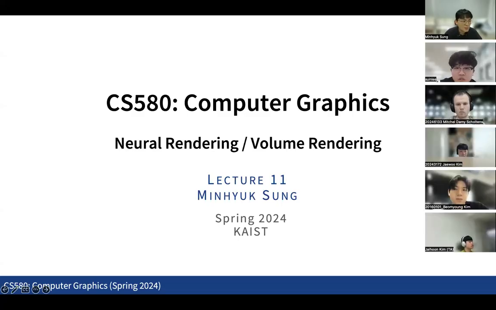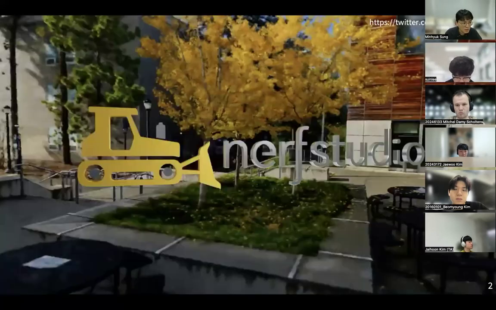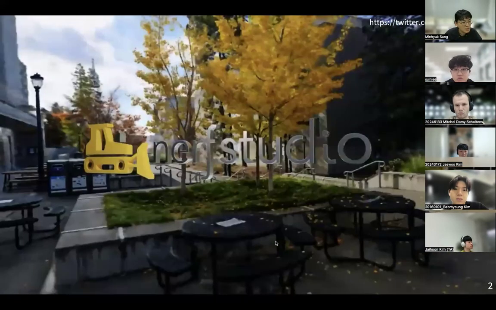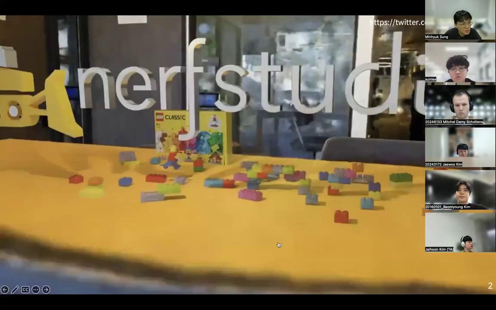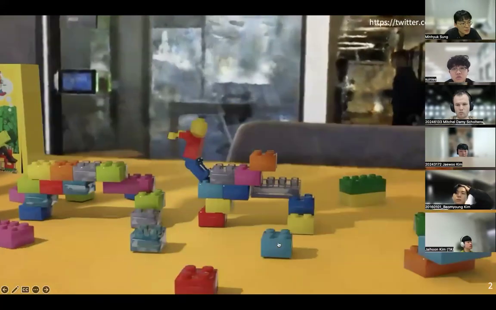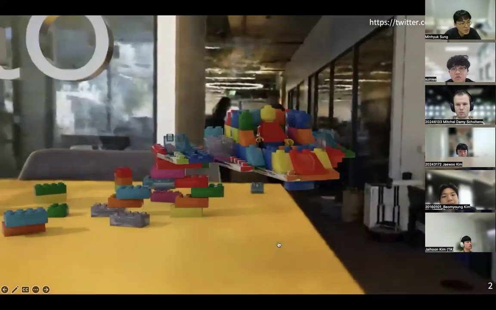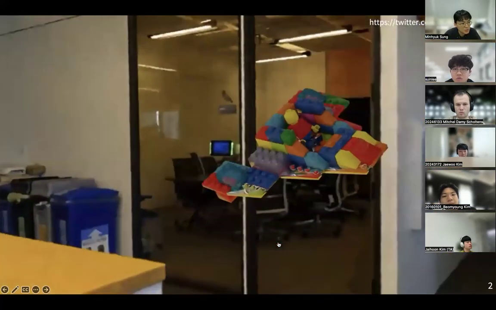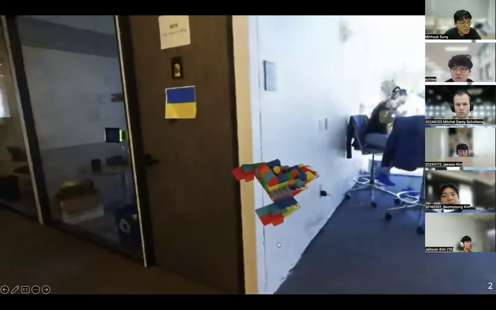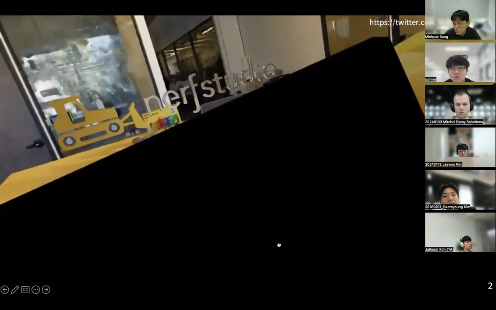Cool. So yeah, let's talk about neural rendering, the volume rendering, for today. I guess many of you have seen this kind of video. This is the demo from the NeRF Studio, which is basically making some kind of AR applications with some kind of 3D reconstruction. So what you are basically seeing in this video, can everyone see the video?